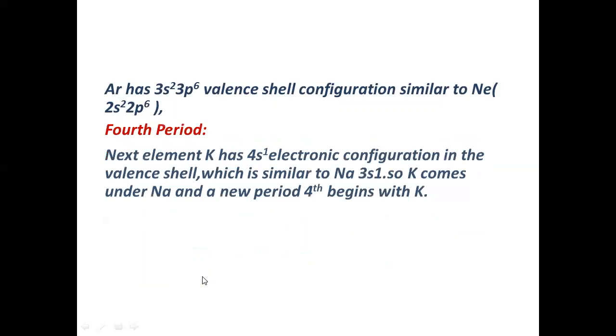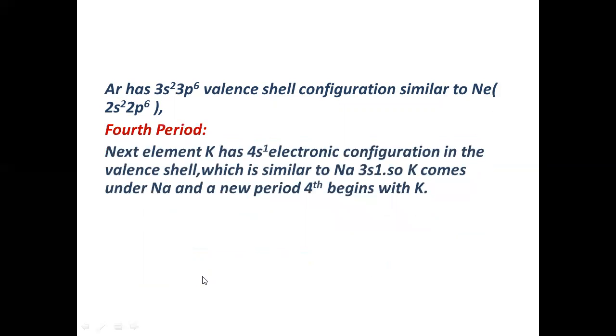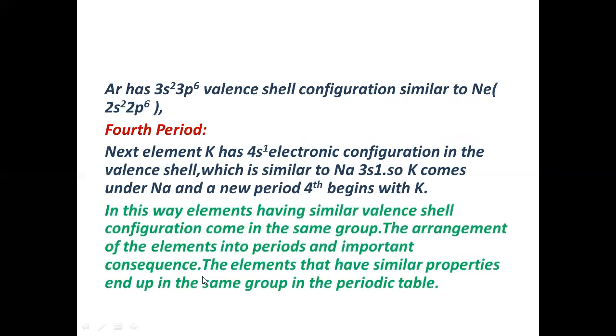In the fourth period, the next element, potassium, has a 4s1 electron. s1 means 1 electron in the outermost shell, so it is present in the first group. Potassium is similar to sodium 3s1, so potassium comes under sodium in a new period. Period 4 begins with potassium. In this way, elements having similar valence electronic configuration come in the same group. The arrangement of elements into periods has an important consequence: elements that have similar properties end up in the same group in the periodic table.